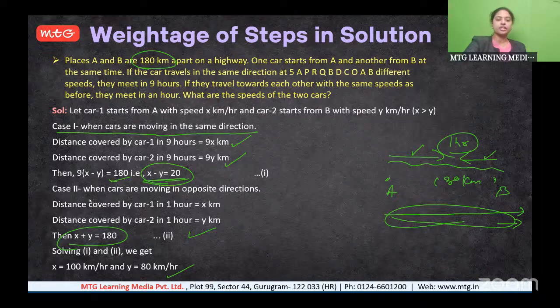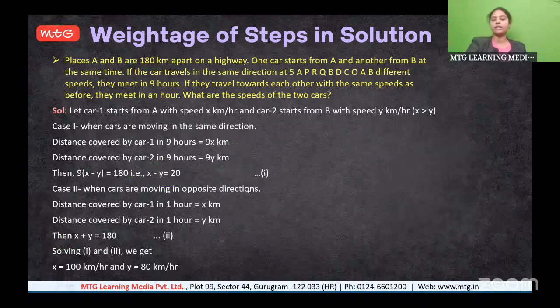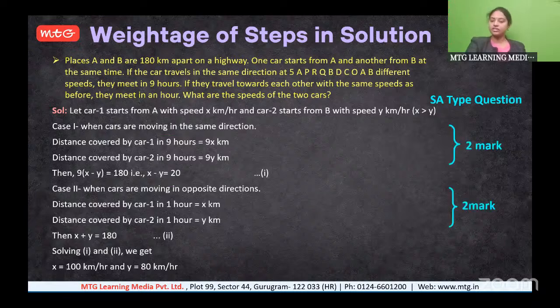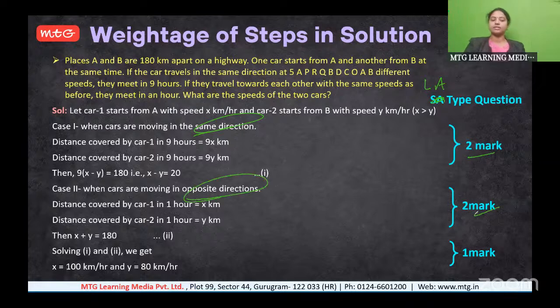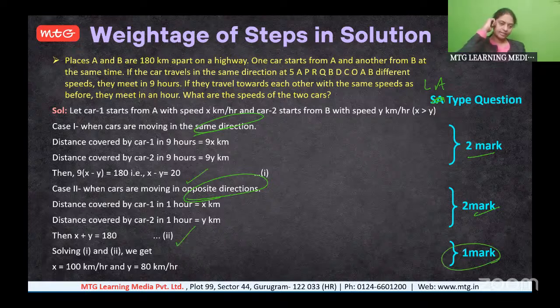Now, if this question is given for a 4 marker or 5 marker, how will it be? This will be a 2 mark part, this will be another 2 mark part, and this will be a 1 mark part. Actually, this is not a short answer type, this is a long answer type, because you are studying the word problem, analyzing the equations, and then solving. For analyzing the first scenario of same direction, you'll get 2 marks. For analyzing the second scenario of opposite direction, you'll get another 2 marks. And solving the 2 equations of both the cases, you'll get 1 more mark to get the ultimate speeds. This is how you solve this question. This is the weightage of it.